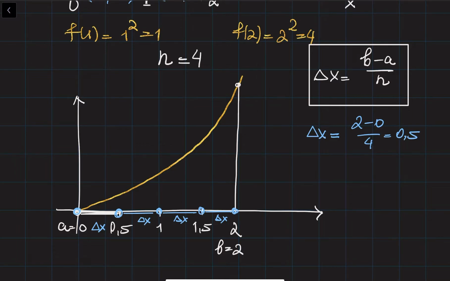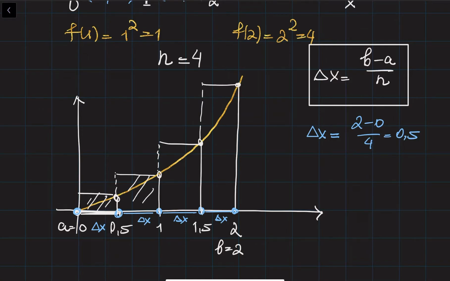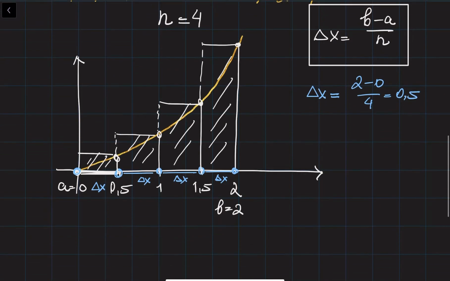So now we're going to create the rectangles. I'm going to create the rectangles like this. The second rectangle is going to be like this. The third rectangle is going to be like this. And this is going to be the last rectangle. What we need to do is figure out the areas of these 4 rectangles. In order to do this, we need to find the coordinates of these points.